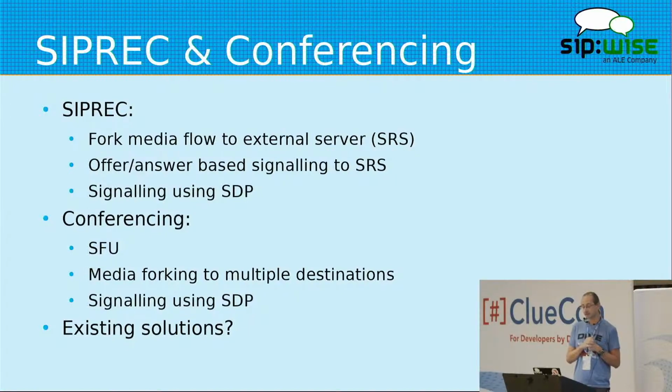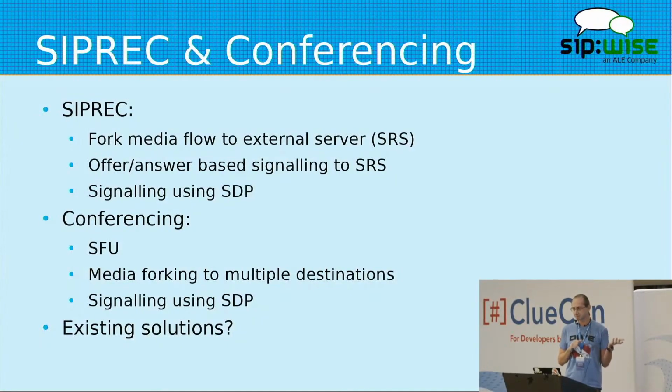Signaling happens with SDP, so that's good because that's what we do. And then for conferencing, we were looking at the SFU use case. Again, you need to fork media to another destination, maybe multiple destinations. Signaling still happens with SDP. So we kind of looked at these and thought, well, these are kind of the same thing. If we implement this right, we can support both of them with the same mechanism.